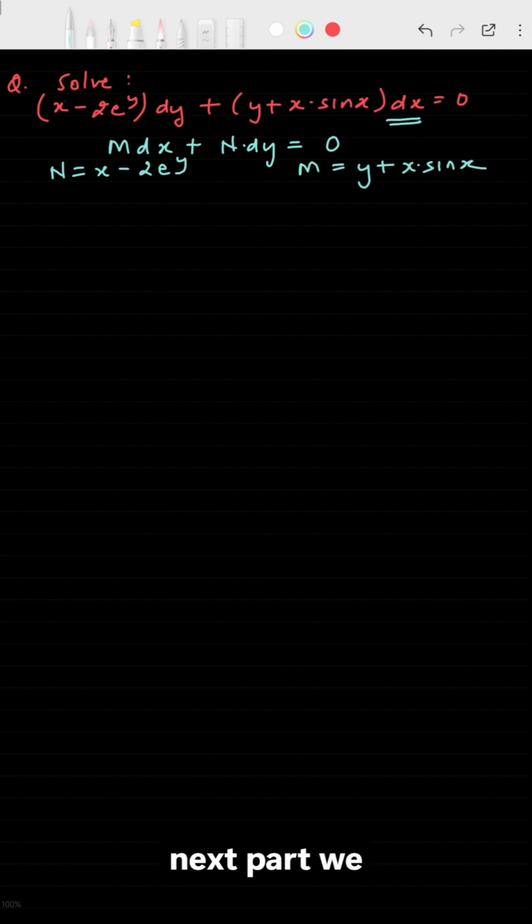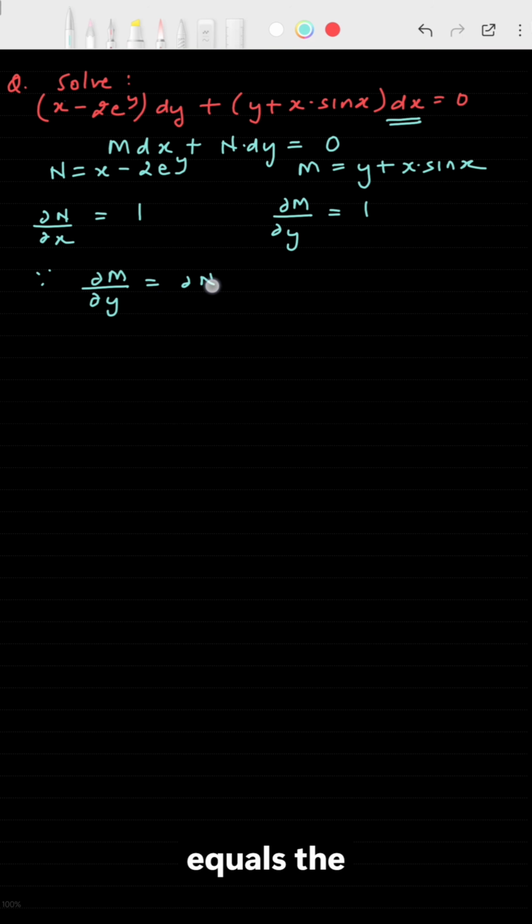The next part, we are going to check whether the differential equation is an exact differential equation. For that, we need to differentiate M partially with respect to the y variable. In this case, you can see there is only one term which is with y, so the derivative of this is going to be 1. Likewise we got to differentiate N with respect to x partially. So again this is going to be 1. Since we get that the partial derivative of M with respect to y equals the partial derivative of N with respect to x, the given differential equation is going to be exact.